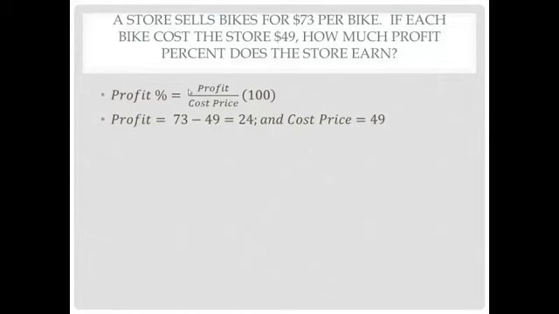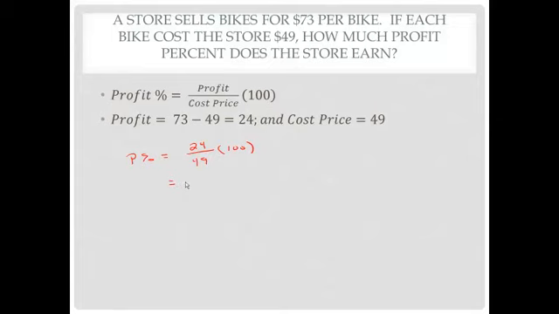So we're going to use the equation profit percent, or percent increase, equals the profit over the cost price times 100. So the profit was $24. The cost price is what it costs the seller. How much did the seller actually pay for the bike? In this case, the store bought the bike for $49, but they sold it for $73. So here's the profit over the cost times 100.